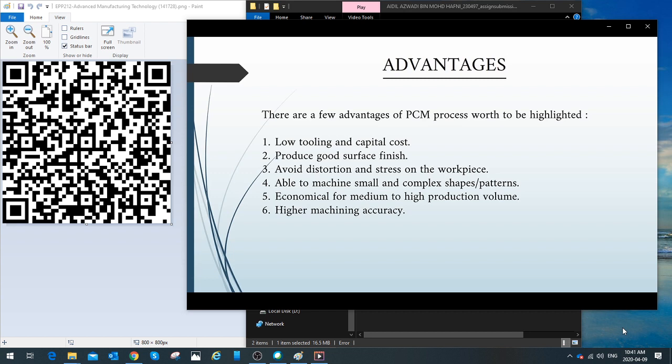The fourth, high machining accuracy, and that's the reason why it can machine complex patterns. And the last one, it is economical for medium to high production volume as it is able to machine many parts at a single time.